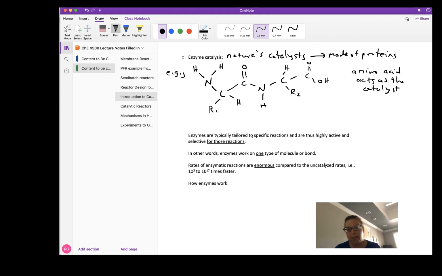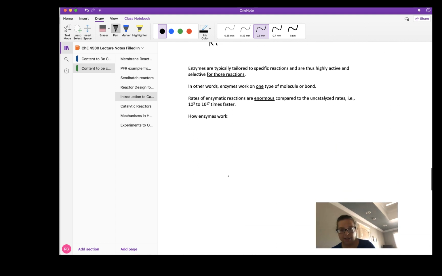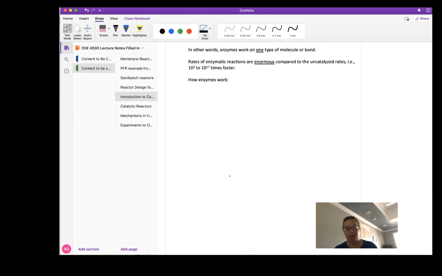Enzymes are typically tailored to specific reactions. They're usually highly active for those reactions. A lot of times they work on one type of molecule or bond. They'll bind with one type of molecule and convert it. They'll bond with other types of molecules too, but they won't necessarily convert them. If the enzyme is tailored to the particular reaction, then the rate is enormous compared to that of the uncatalyzed reaction, being 1,000 times faster to up to 10 to the 17th times faster. Enzymes are very specific, but when they work for a particular reaction, they work really, really well.